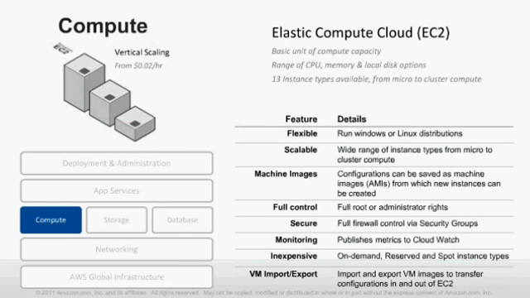You can run Windows or Linux on it. You also have the ability to, when you launch an instance, you choose a machine image, what's called an Amazon Machine Image, or an AMI, and you typically start off by launching a base operating system AMI, so it might be Red Hat Enterprise Linux or Windows 2012.